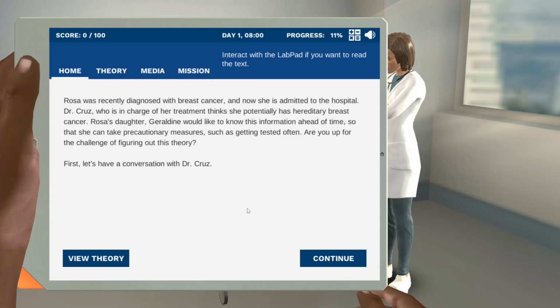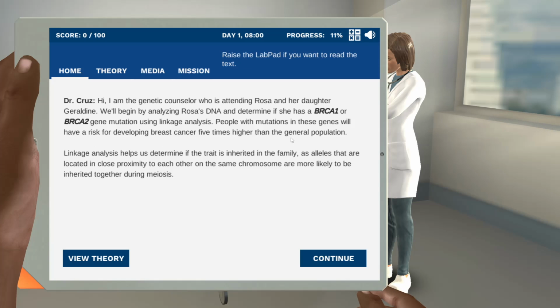Rosa was recently diagnosed with breast cancer, and now she is admitted to the hospital. Dr. Cruz, who is in charge of her treatment, thinks she potentially has hereditary breast cancer. Rosa's daughter, Geraldine, would like to know this information ahead of time. Hi, I am the genetic counselor who is attending Rosa and her daughter Geraldine.